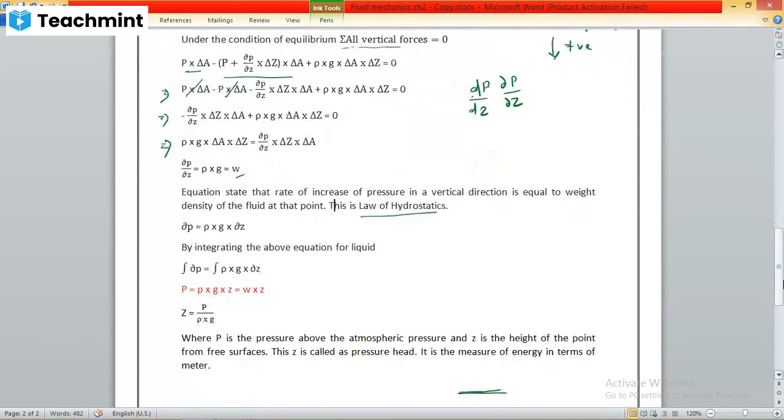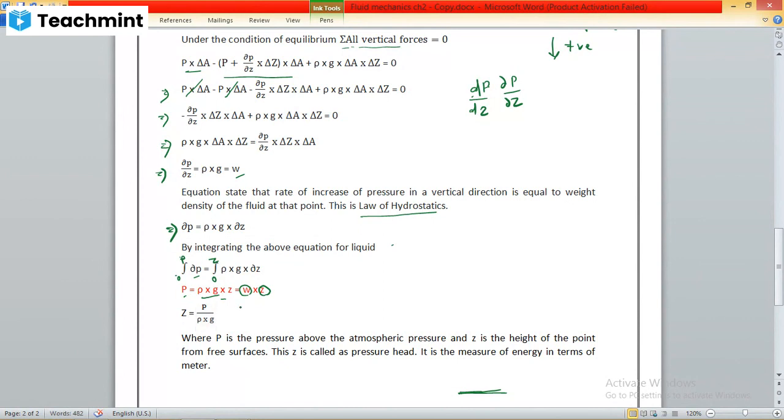So from this we can write del P equals rho g into del Z. To integrate the above equation for the liquid, you consider pressure 0 to P and your value of Z from 0 to Z. What you get is P equals rho g Z, because with uniform increase in depth, your pressure also increases uniformly. So P equals rho g Z, or w into Z, where w is rho g and Z is the depth.